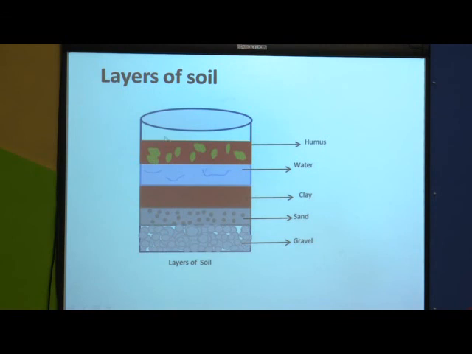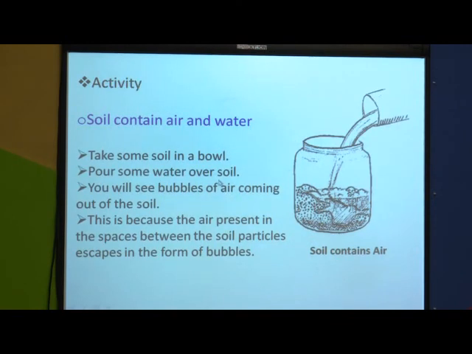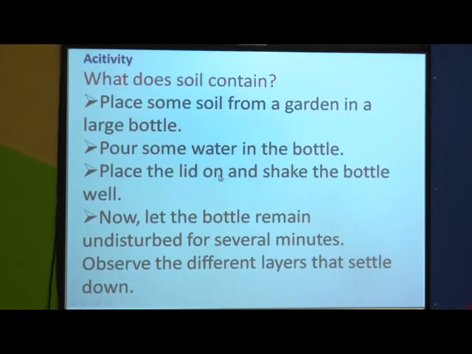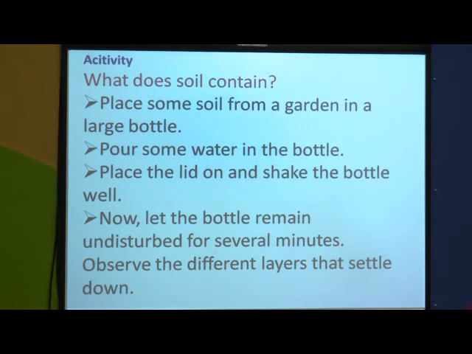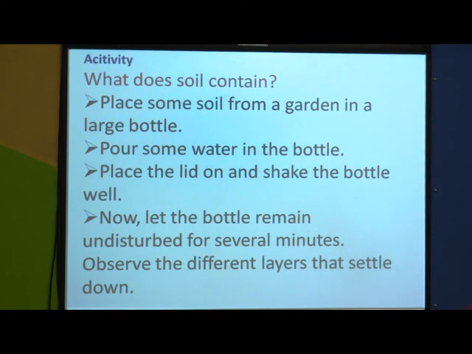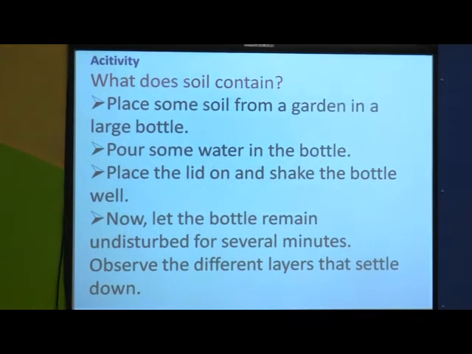Now what you are going to do? You have to do this activity at home. I will tell you once again how to do this activity. First you have to take one large bottle and place some soil from a garden in it. Might be you have a small garden at home, otherwise it's okay. Take some soil from the garden and place it into the bottle. Then what is the next step? Then we have to pour some water in the bottle.